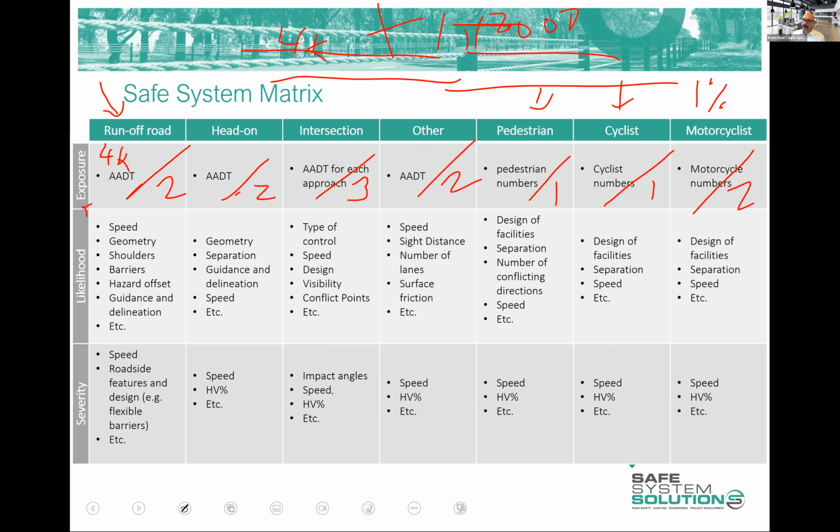I saw something pop in there, I think. Did I? Yeah, it was just on the AADT. Does it need to be added of both directions or just one? Yes, it's both directions. Your two-way AADT for an undivided road is your AADT for that exposure, as it is for run-off road.